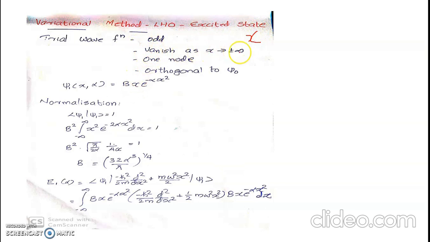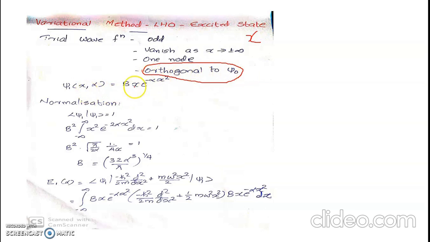Another quality: this must vanish as x tends to plus or minus infinity. A Gaussian will do that precisely, and it has one node in the first excited state. That is something I get from the physical intuition about the problem. And for the last but most important, this wave function must be orthogonal to the ground state wave function. The scalar product of this wave function psi1 with psi0 must vanish. For that, this needs to be an odd function, which mathematically gives me this condition being satisfied.